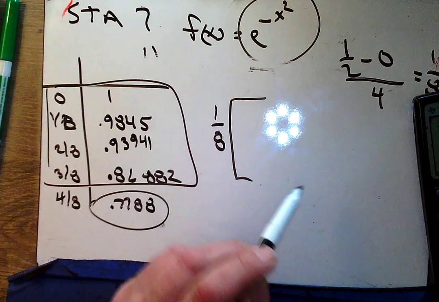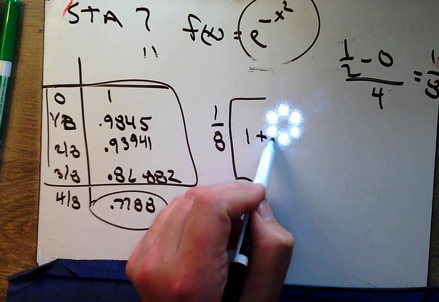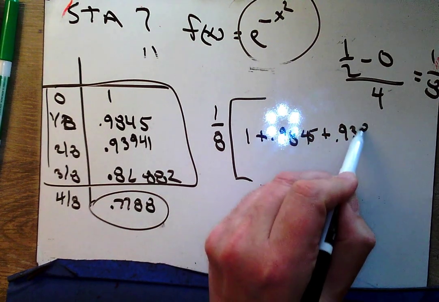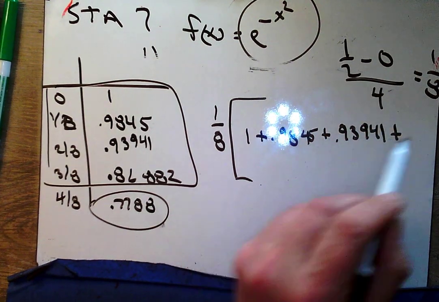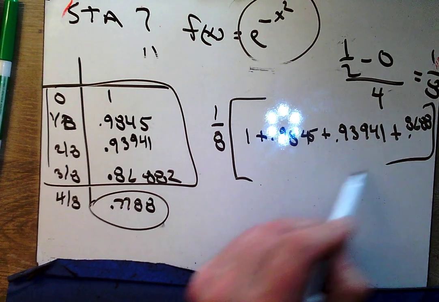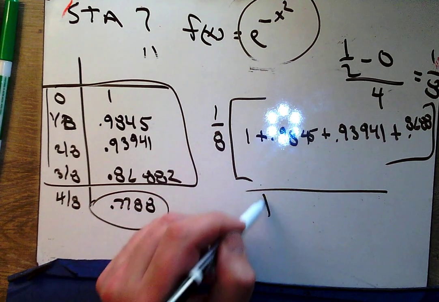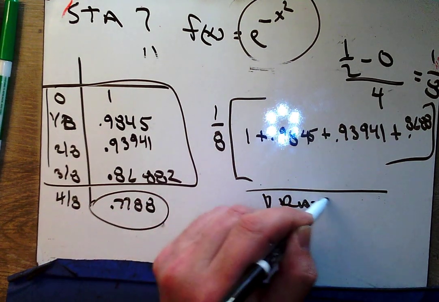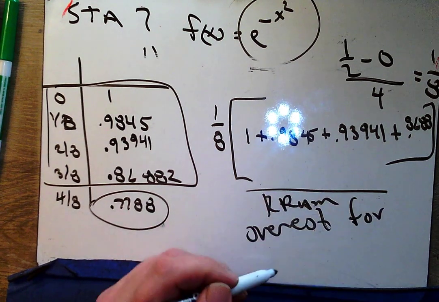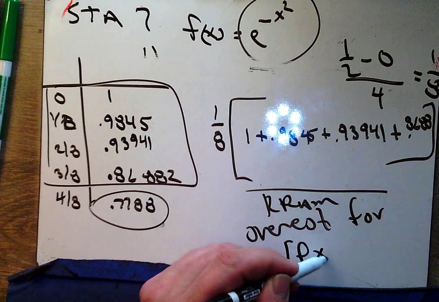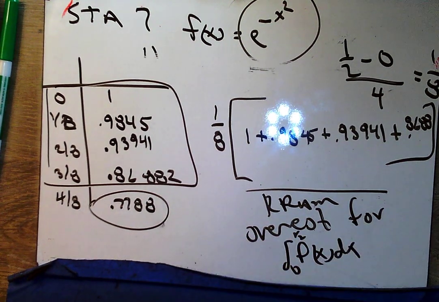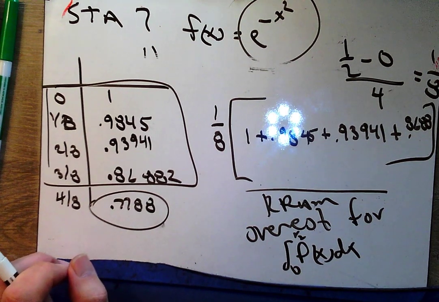1/8 times 1 plus 0.9845 plus 0.93941 plus 0.8688. And I can stop there. This is an overestimate for the integral of f of x dx on 0 to 1/2. Okay. Is there anything else there? No, not with that first one.